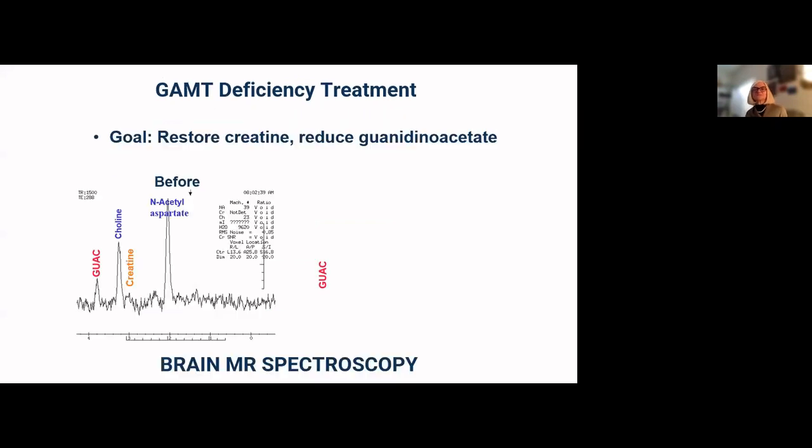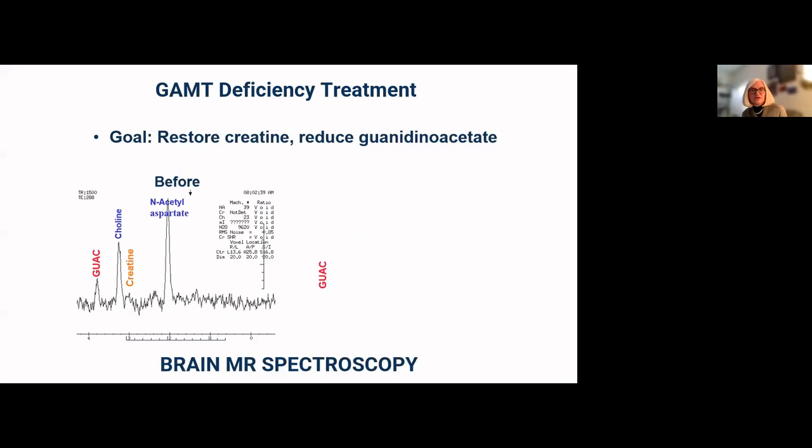Next, the treatment is effective. Again, how do we measure the effectiveness of the treatment? Well, we are looking at the outcome, of course, the patient outcome. We look at the guanidinoacetate in the patient, which goes down with the treatment. And also we look at MR spectroscopy.